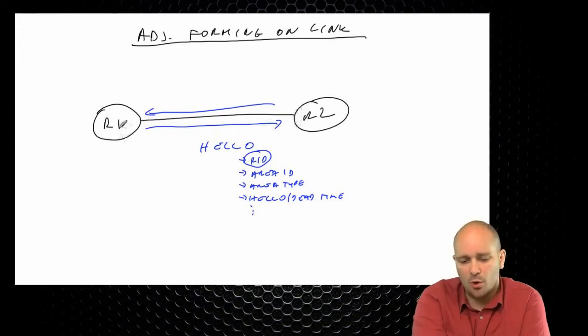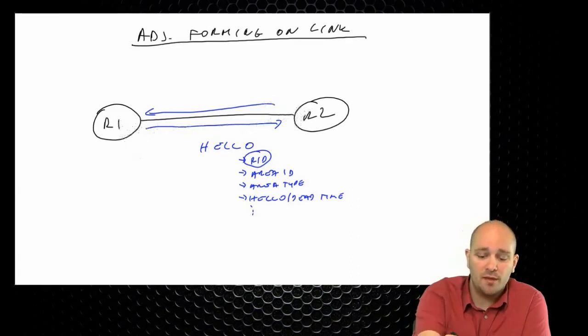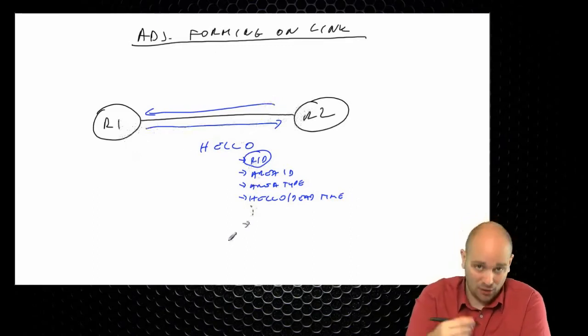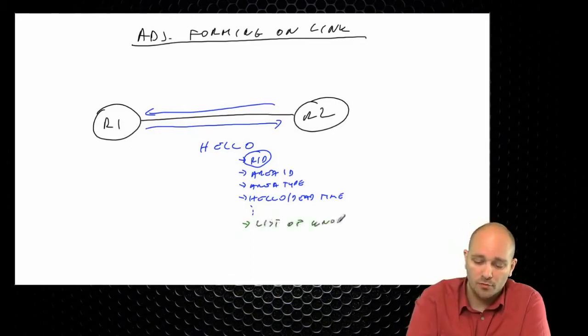But how does R1 know that R2 knows about it? Well, there is going to be one more thing. As I said, a couple more things, but one more important thing: the list of known routers, or known router IDs, on the segment.